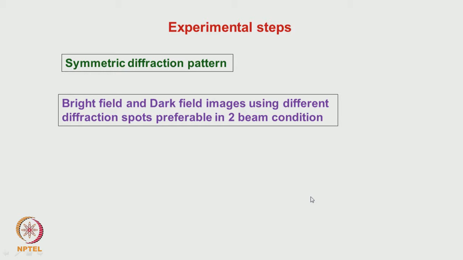Once you have got a symmetric diffraction pattern, the next step is that if the diffraction pattern contains different spots, use all the spots to get images of the sample. Using the undiffracted spot, which is the transmitted spot, we get a bright field image, and using all other reflections, try to get the dark field images.